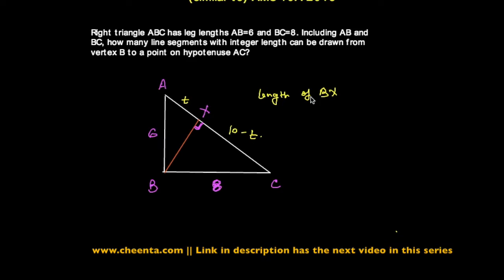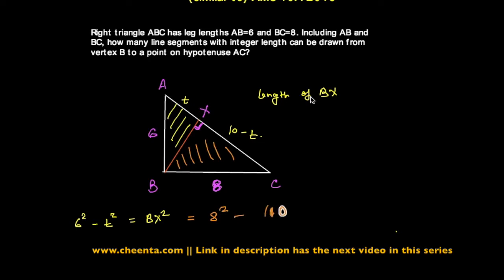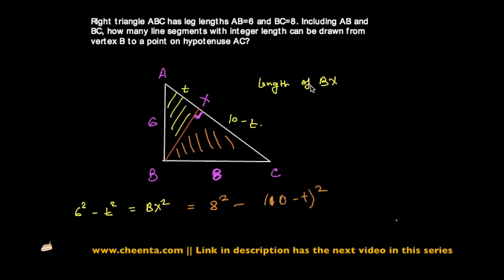This is a right angle triangle, so you can use the fact that this is 6 square minus t square. This is Bx square using the Pythagorean theorem. You can also use the same idea here, that is 8 square minus (10 minus t) whole square. So simply solving this equation, you'll get 36 minus t square equal to 64 minus 100 plus t square minus 20t.